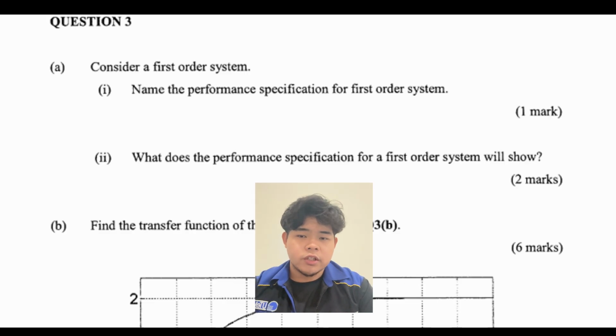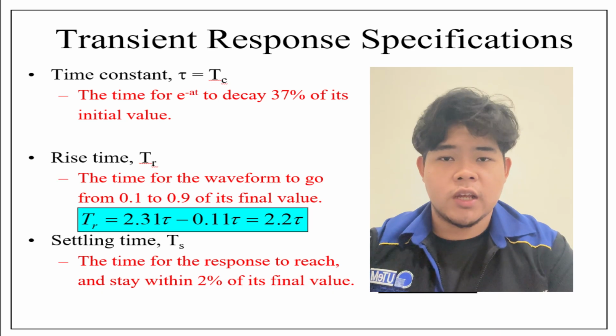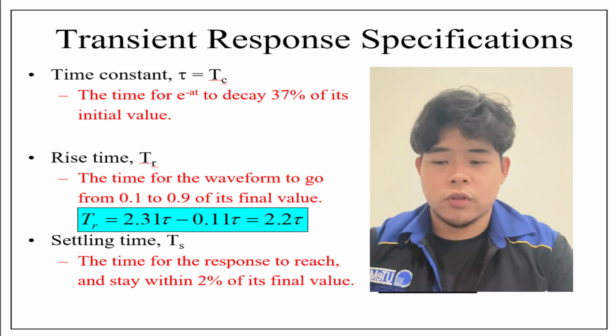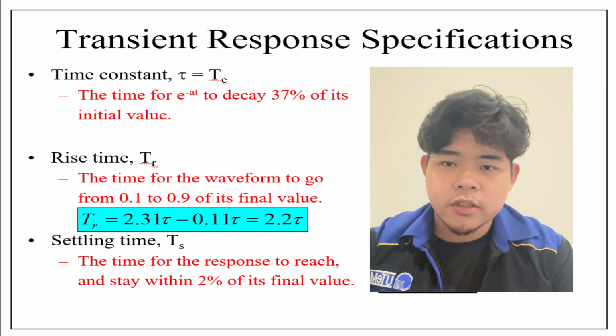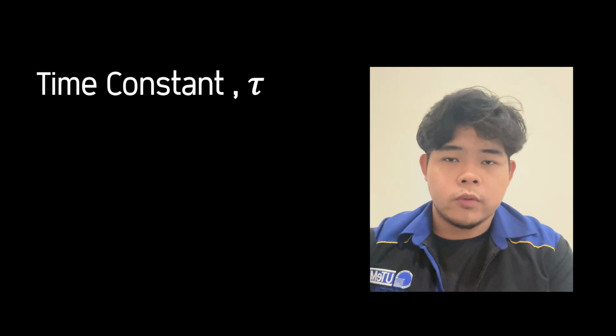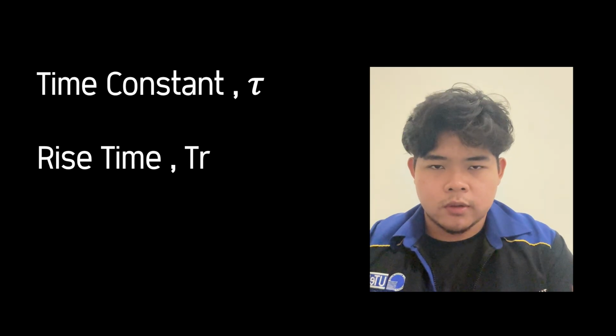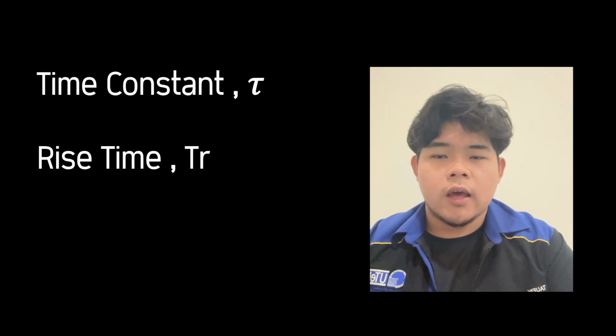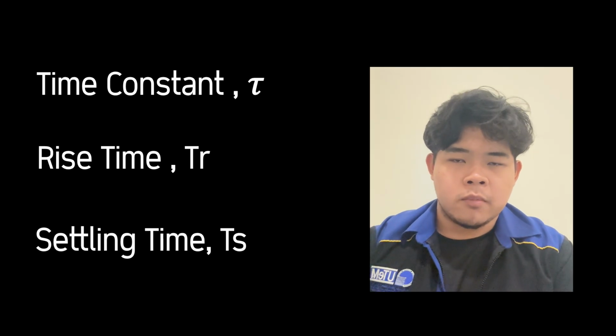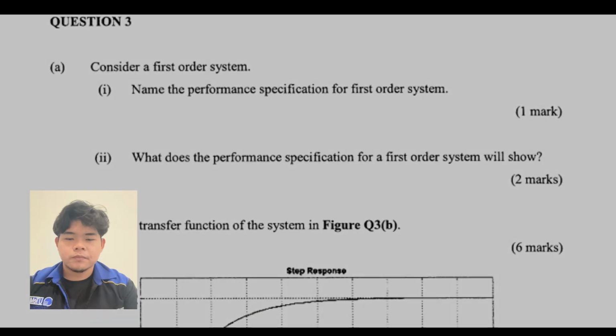So for question A, Roman 1, from chapter 4, actually, we know that there are 3 transient response specifications that we can provide for this question. So first, time constant, or we know as tau. 2 is rise time, also known as TR, usually we do in notes. And number 3 is settling time, or TS.